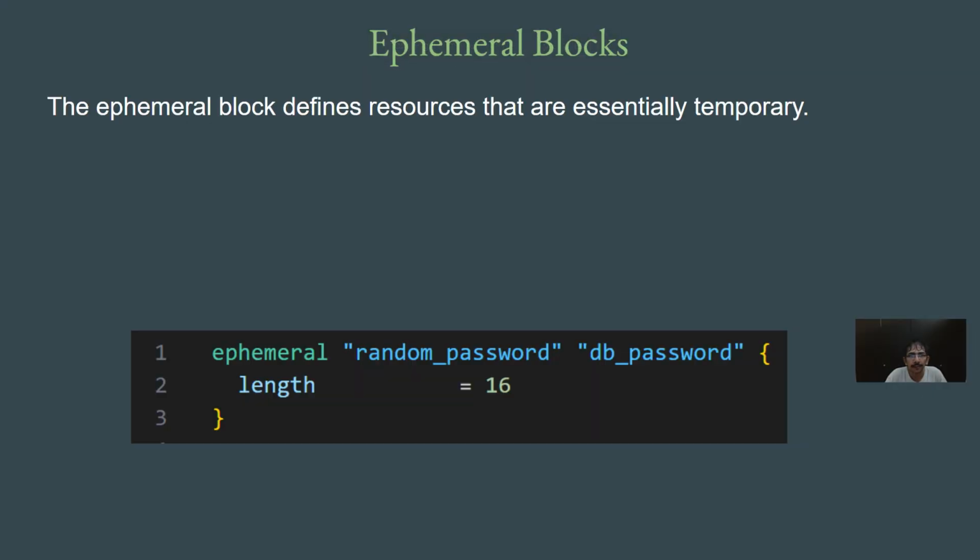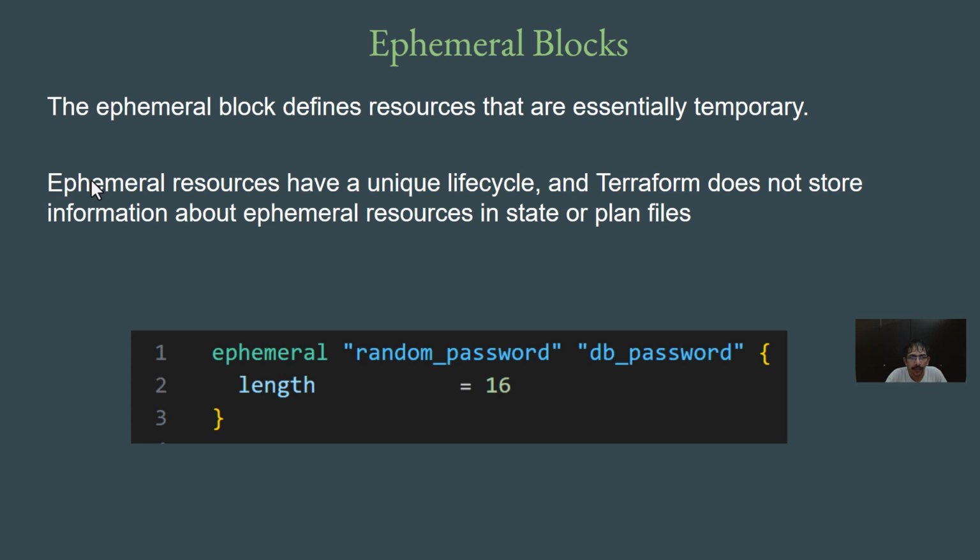So this is where our first learning for today's video comes into the picture, which is related to ephemeral blocks. At an overview, the ephemeral block defines resources that are essentially temporary. One of the interesting parts here is that ephemeral resources have a unique life cycle, and Terraform does not store information about the ephemeral resource in state or plan files.